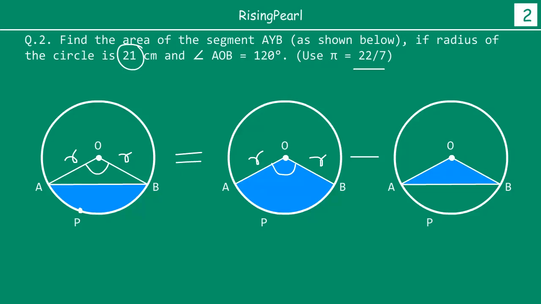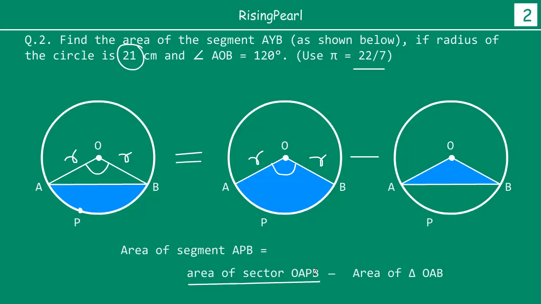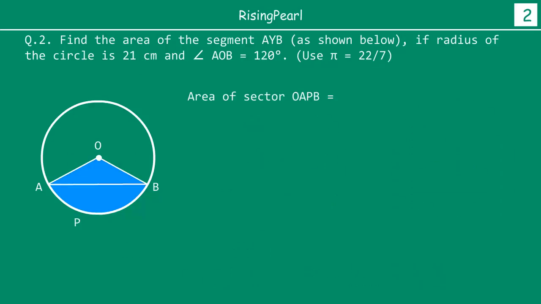So in order to solve this question, we basically have to find out the area of the sector OAPB, and then find out the area of the triangle OAB and subtract it from the area of the sector. So that's it, friends. Now let's go ahead and find out the area of the sector OAPB.